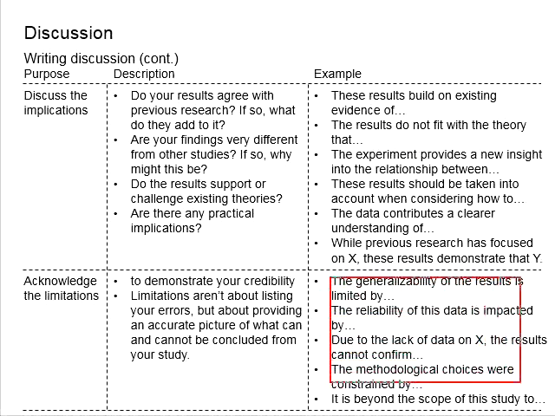These are a few examples when you want to acknowledge the limitations. The generalizability of the result is limited by, that means now you are doing some generalization of your results and findings, but with a certain limited boundary or defined applicable scope. Or the reliability of this data is impacted by, that means it outlines the conditions where the reliability of the data cannot be assured or guaranteed. Or due to the lack of data on X, the result cannot confirm that. That means it provides some reasons for the limitations, as well as defining the boundary or highlighting the areas where the findings are not applicable.